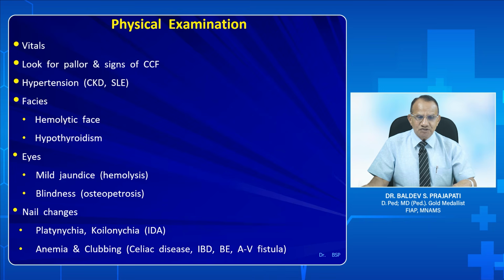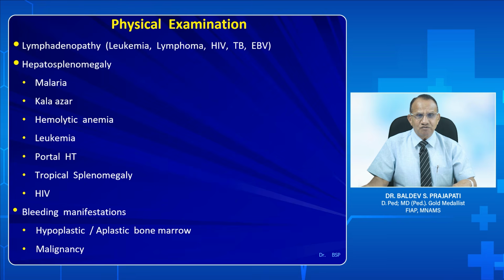Check for jaundice. Occasionally, blindness may be associated with anemia in a case of osteopetrosis. Check the nails: koilonychia, and if it is iron deficiency of very long standing in older children, you may get koilonychia. But anemia and clubbing together, I think, is a very important clue for certain conditions like celiac disease, inflammatory bowel disease, bacterial endocarditis, or AV fistula.